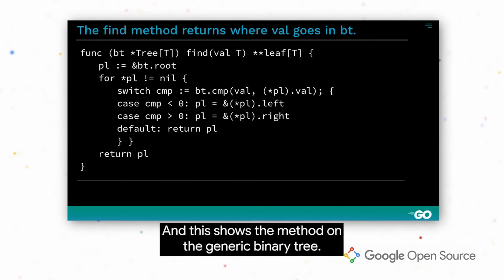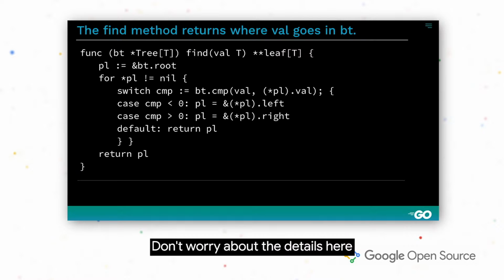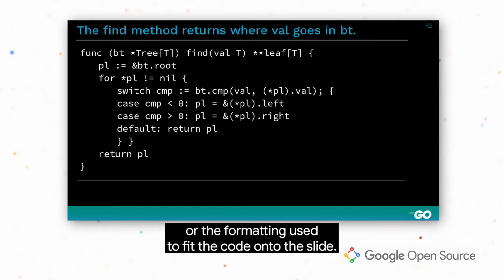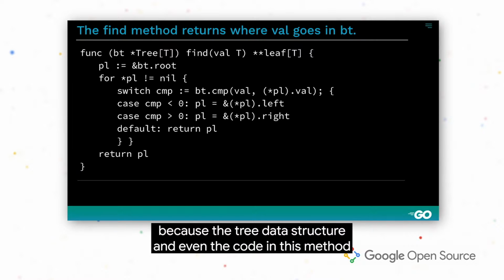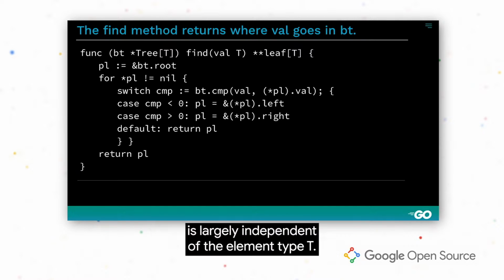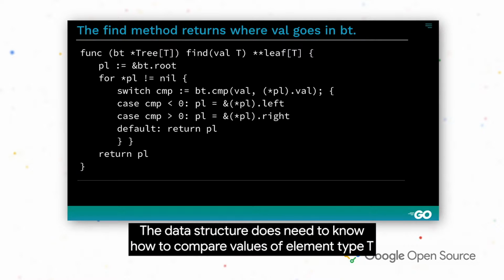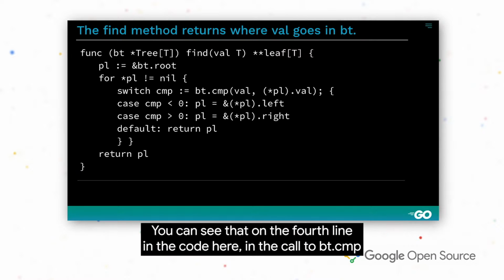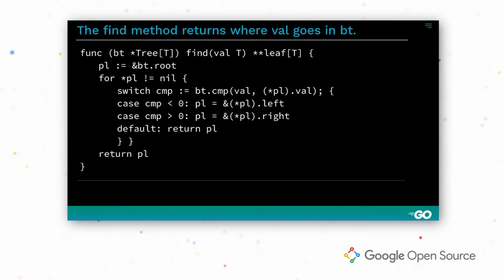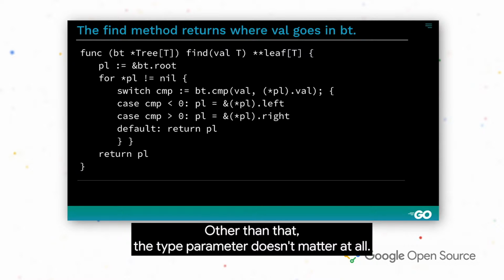And this shows a method on the generic binary tree. Don't worry about the details here or the formatting used to fit the code onto the slide. The point is that this is a reasonable use of type parameters because the tree data structure, and even the code in this method, is largely independent of the element type t. The data structure does need to know how to compare values of element type t, and it uses a passed-in comparison function to do that. You can see that on the fourth line in the code here, in the call to bt.comp. Other than that, the type parameter doesn't matter at all.